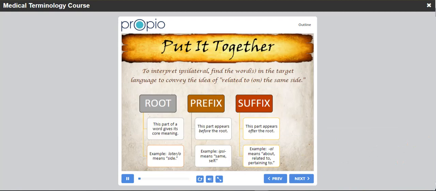Now let's put it together. To interpret ipsilateral, find the words in the target language to convey the idea of related to or on the same side. Now let's review. Root of the word is the part of the word that gives its core meaning. Prefix is the part that appears before the root. Suffix is the part that appears after the root. Ipsilateral.